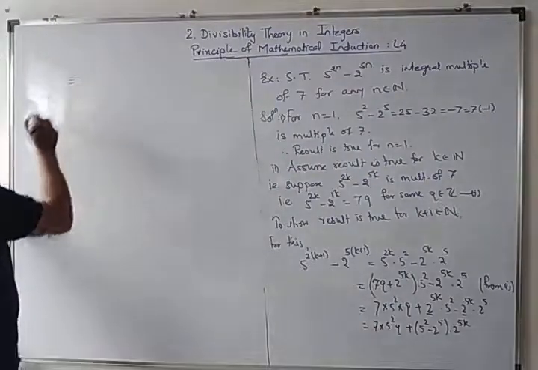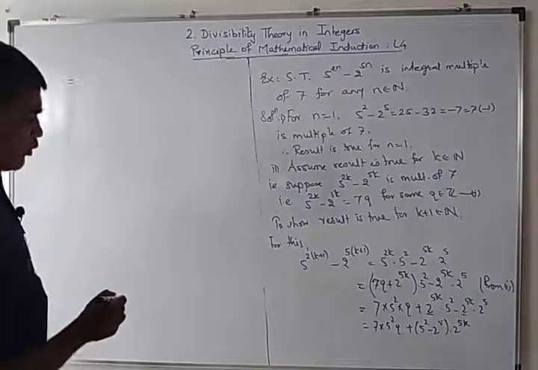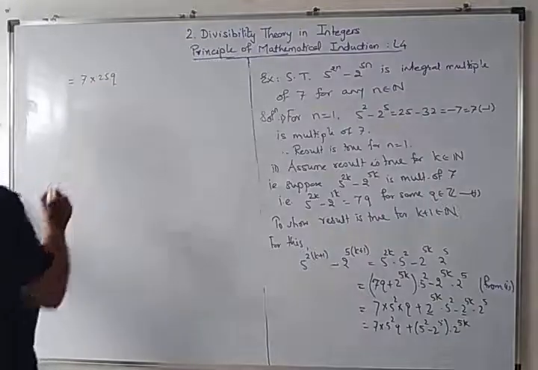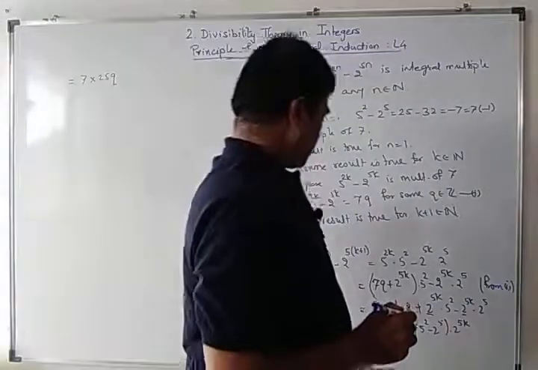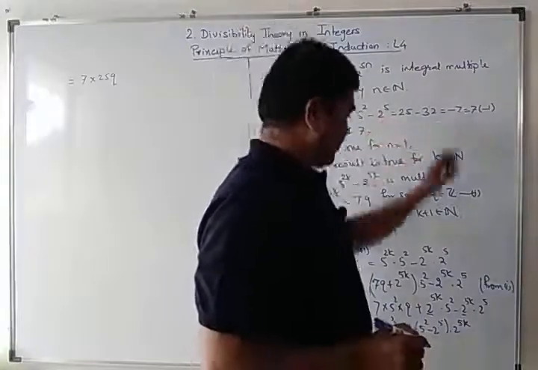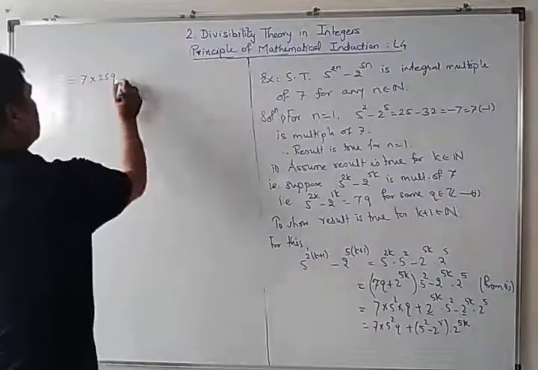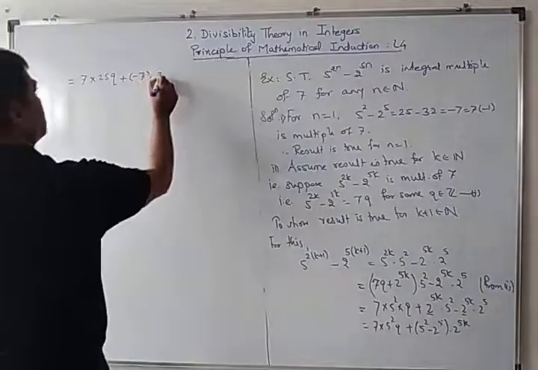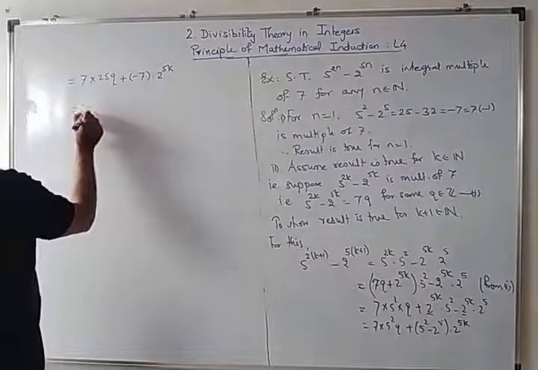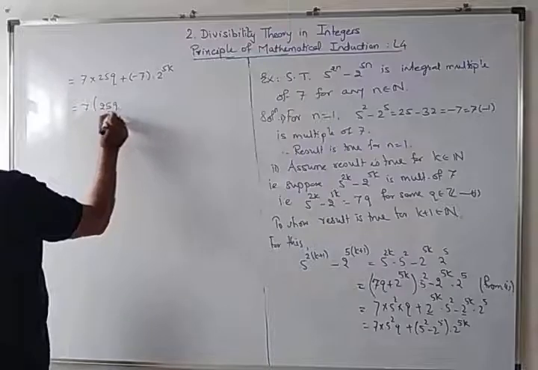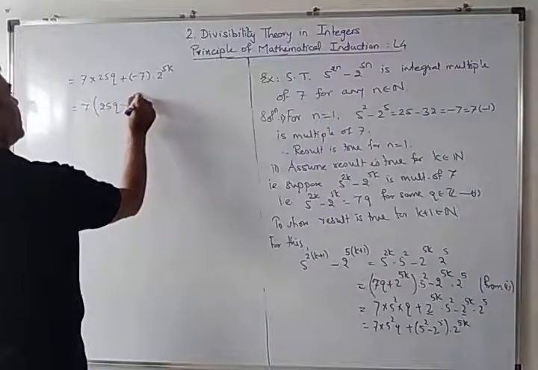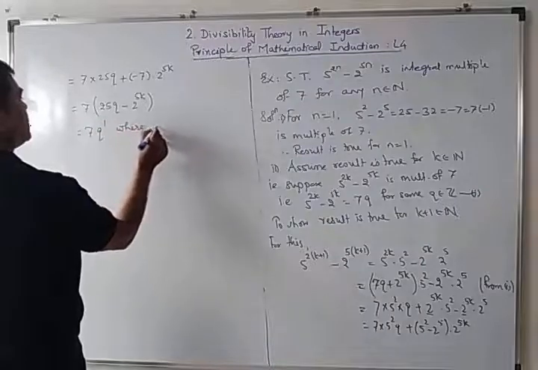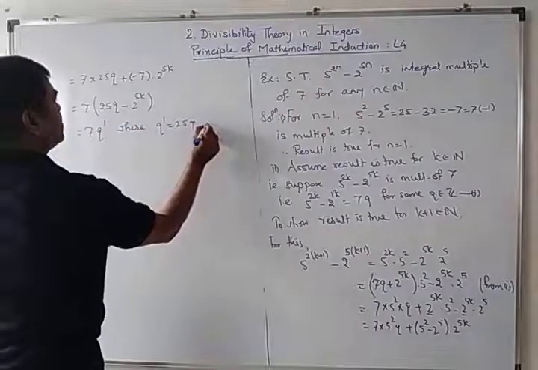This is equal to 7 into 25 q, and this 5 square minus 2 raised to 5 is nothing but minus 7. It is nothing but 7 into 25 q plus minus 7 times 2 raised to 5k. I'll take this 7 as common: 7 times bracket 25 q minus 2 raised to 5k is equal to 7q dash, where this q dash is equal to 25 q minus 2 raised to 5k.